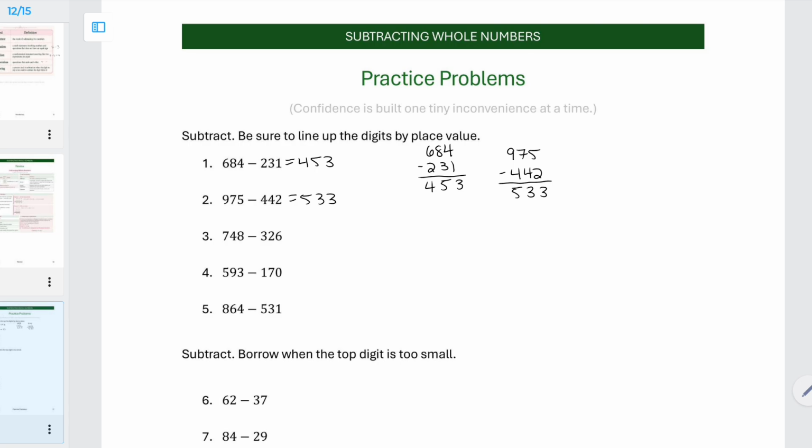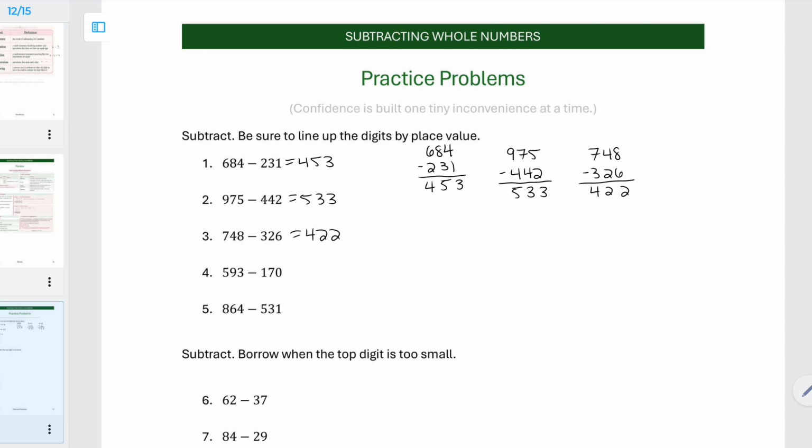Problem 3, we have 748 minus 326. Starting to the right, 8 minus 6 is 2. 4 minus 2 is 2. 7 minus 3 is 4, for a total of 422.